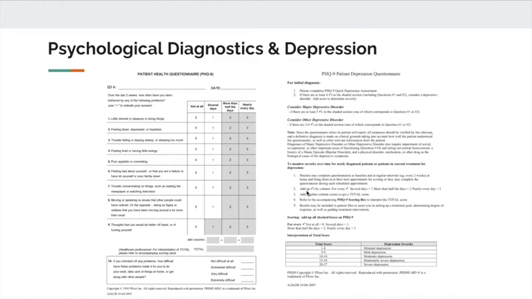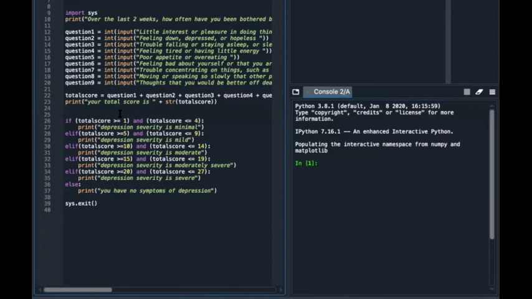Scales consist of a battery of questions to assess the severity of a mental illness and are usually given during a clinical interview. Here we are looking at the Patient Health Questionnaire, or the PHQ-9, which is used to measure depression in adults. Now we're going to look at some code. So here we wrote code to perform the diagnostic test of the PHQ-9.